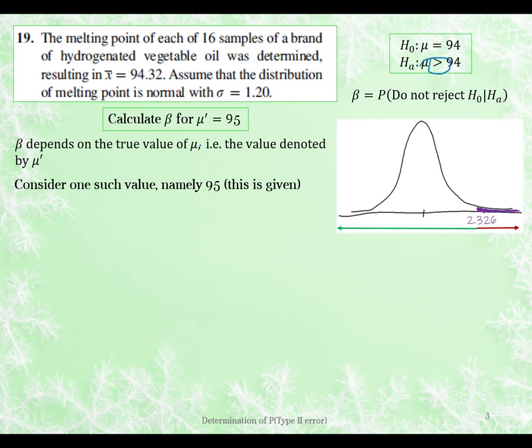Now, let's say we want to calculate beta of 95. Then that is the probability that the null is not rejected, given that the mean is actually 95. So we'll start by writing, what does it mean, null not rejected? We know the null will not be rejected in this region that I've indicated with the green arrow, which means if Z, our test statistic, is less than or equal to 2.326.